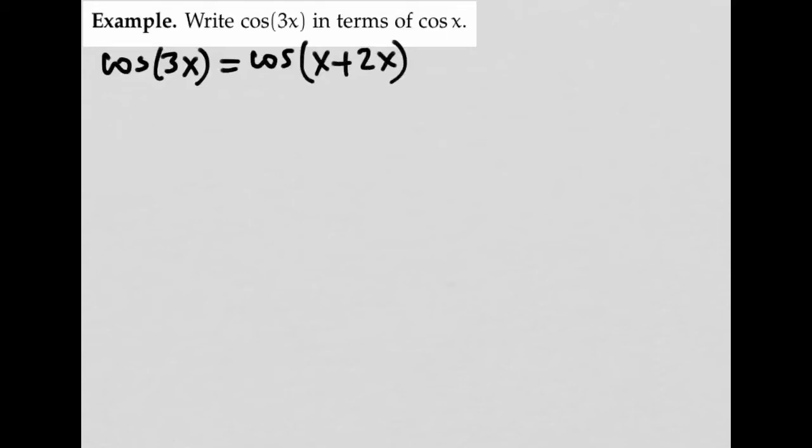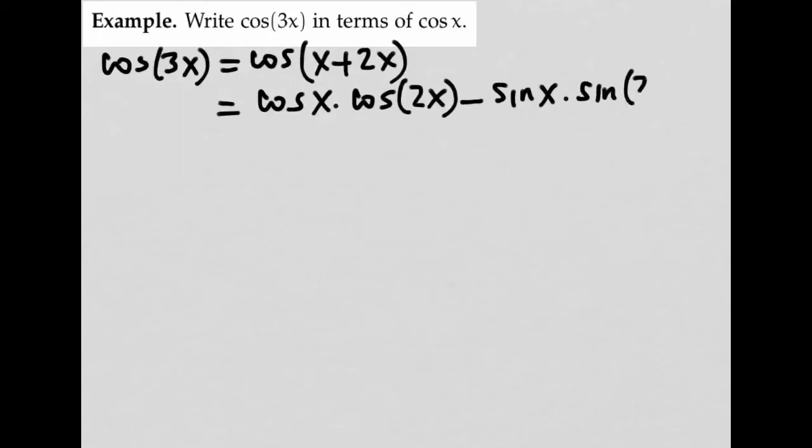In the next example, we have to write cosine of 3x in terms of cosine x. So we start out by writing cosine of 3x as cosine of x plus 2x. And we use the addition formula for cosine, which, if you recall, is cosine x, cosine of 2x, minus sine x, sine of 2x. Now, cosine x, cosine of 2x. Remember, the goal is to write everything in terms of cosine x.